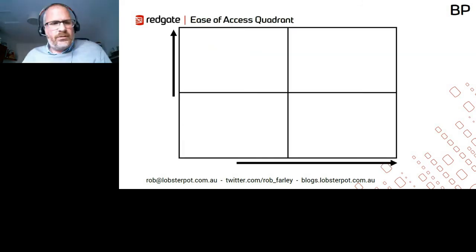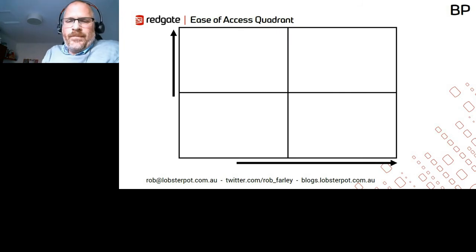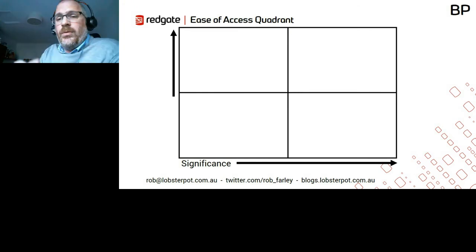Let me talk about another quadrant. This one I call the ease of access quadrant. What I find is that there are pieces of data in the organization that have great significance to the organization. You, the audience member, as a business person, look at this data and go, this is significant to us. It might be about staff retention. It might be about all kinds of things, but you've got data about things that are really significant to the underlying goals and values of an organization.